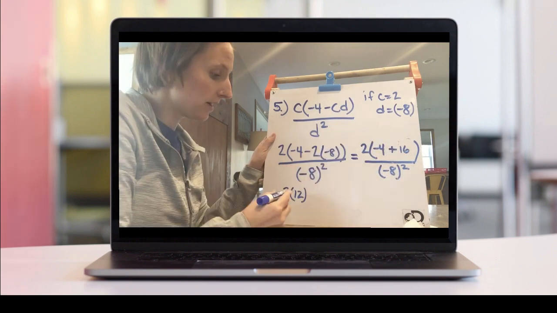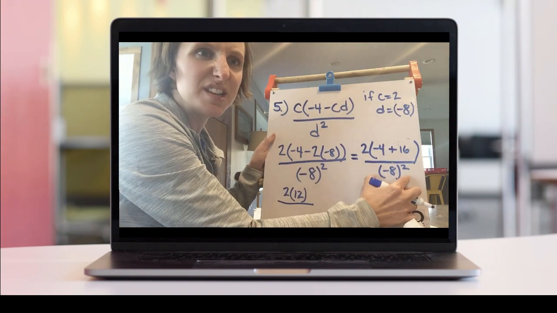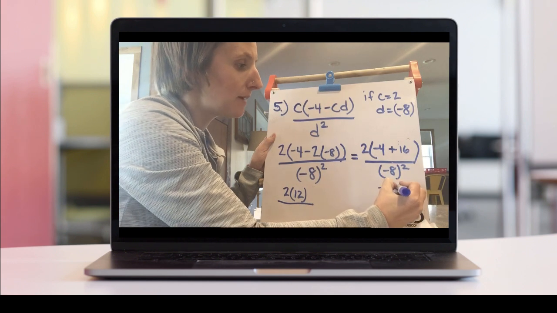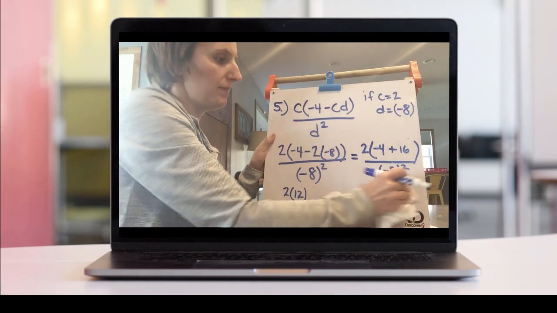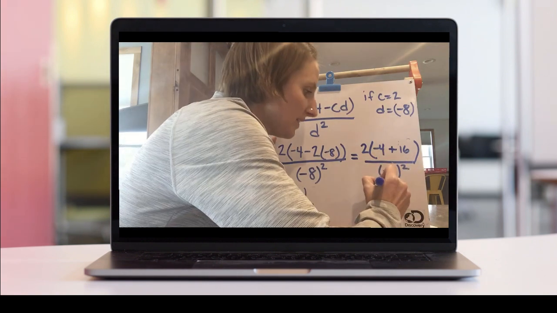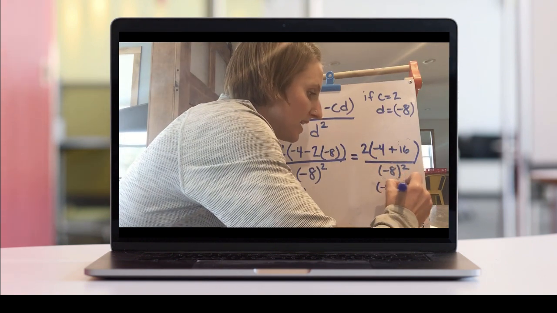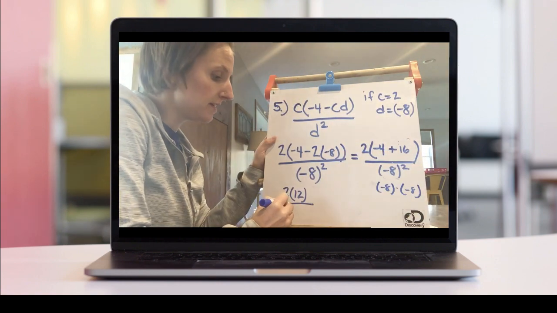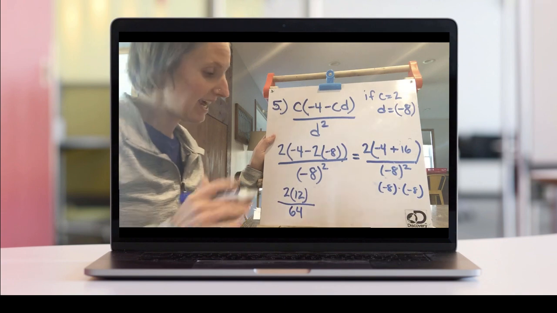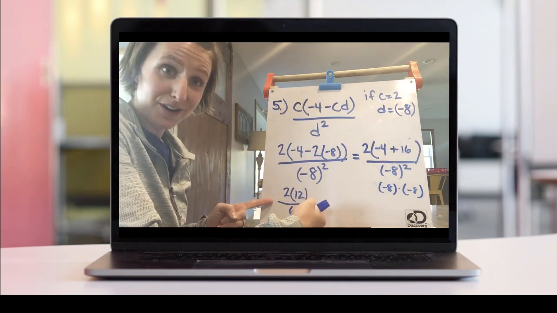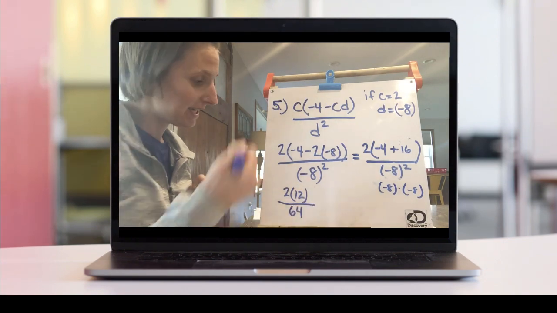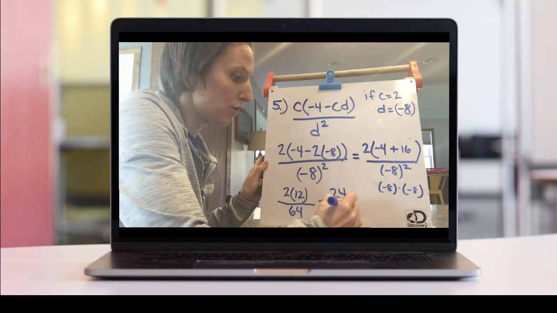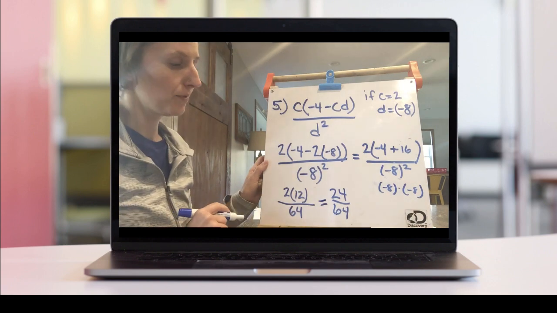I simplified that up there. All over. Let's take care of this too. -8 squared. So that's -8 times negative -8. My signs agree, so it's going to be a positive 64. Okay? I still have this fraction bar that is a grouping symbol. I got to take care of the multiplication on top. What's 2 times 12? 24 over 64. Oh boy.